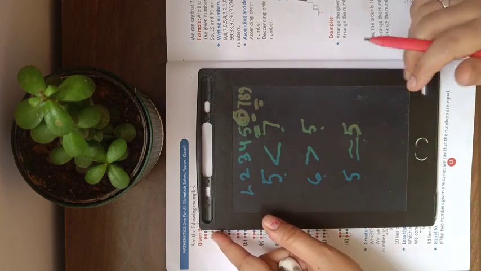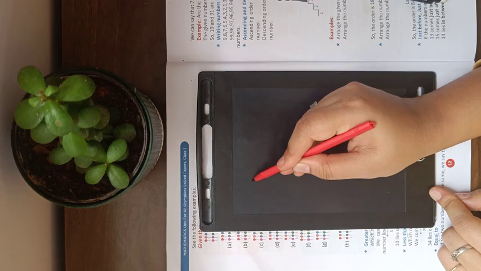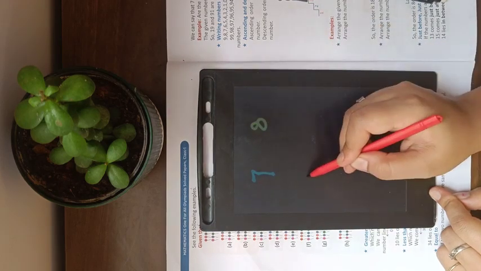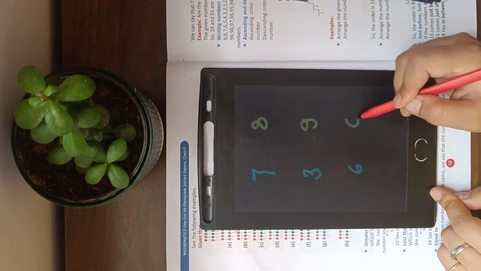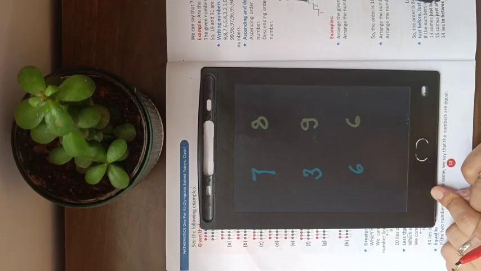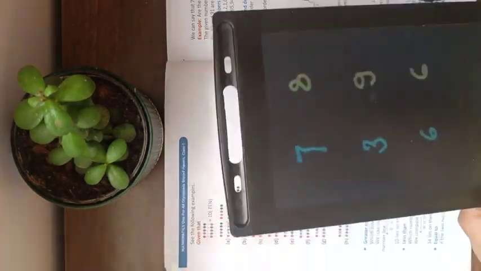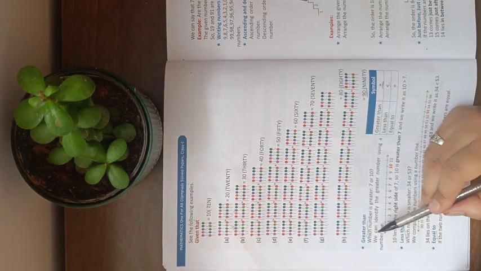Okay kids, did you understand? Then let me know, solve in your copy notebook like this: 7, 8, 3, 9 and 6. Which one is greater? Okay kids, solve this. Okay, so we will read what is written over here.